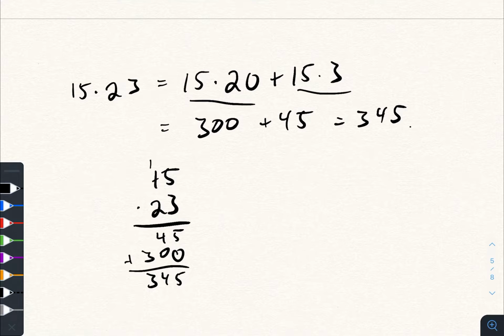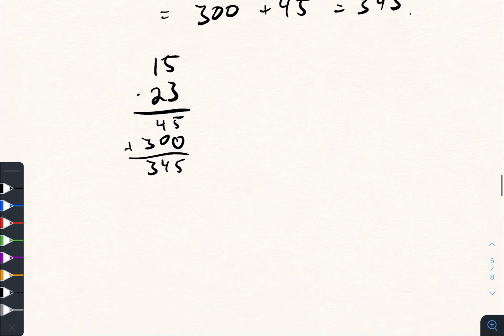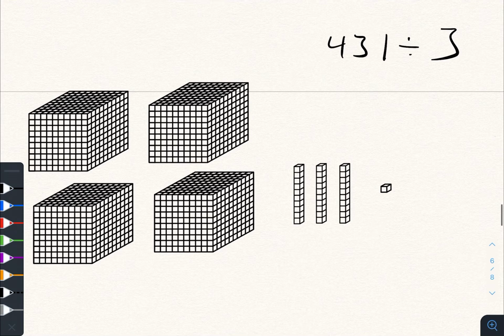And again, the whole carrying thing is just going to represent all of those exchanges again. All right, let's look at division.